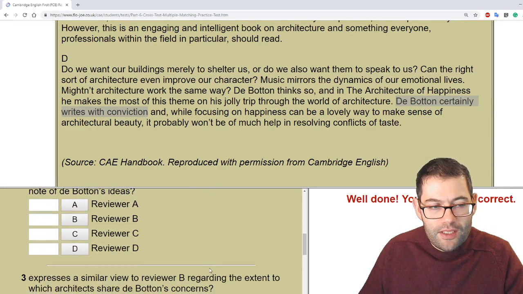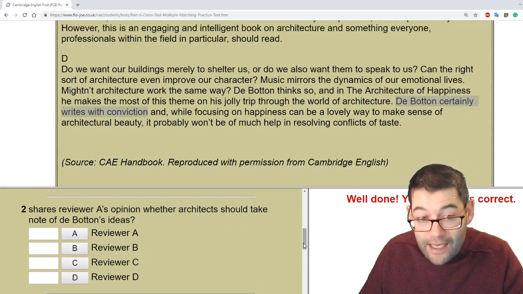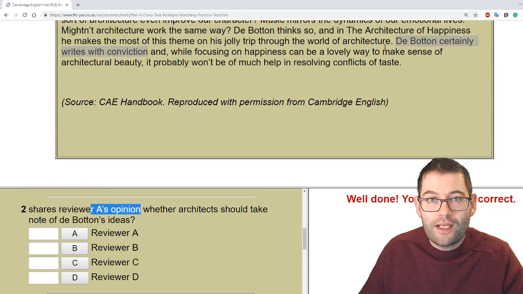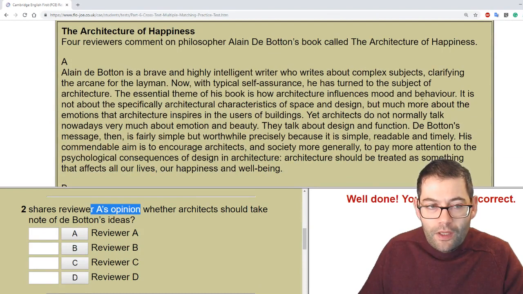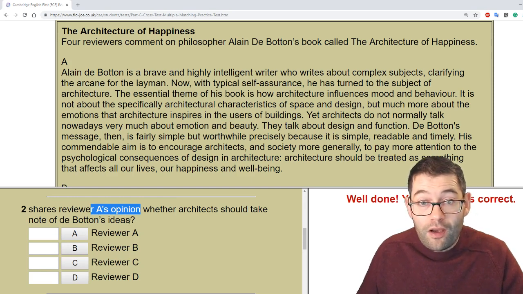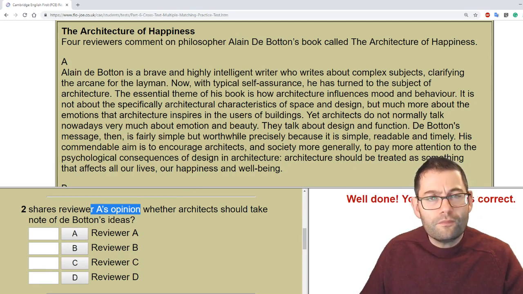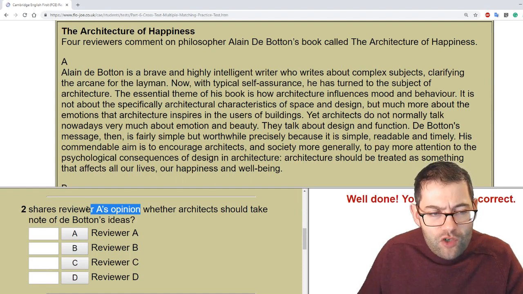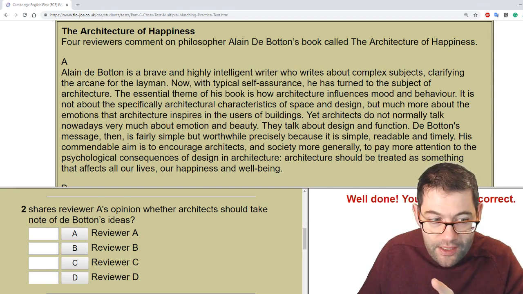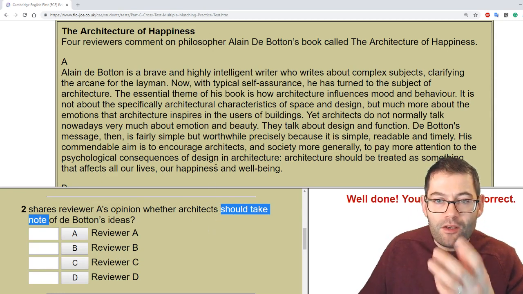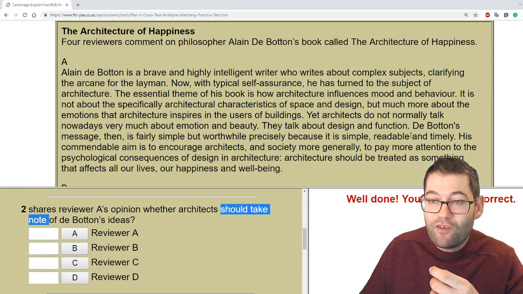For question number 2, it says, which reviewer shares reviewer A's opinion whether architects should take note of de Botton's ideas? So A's opinion, let's see if we can find that straight away. So we need to know what de Botton's ideas are of architecture and architects. Sorry, I misunderstood the question. Let's read the question again. Which reviewer shares reviewer A's opinion whether architects should take note of de Botton's ideas, should take note, in other words, should pay attention to, should listen to, should read and understand. So let's find that vocabulary in the text for A, and we can find it here.